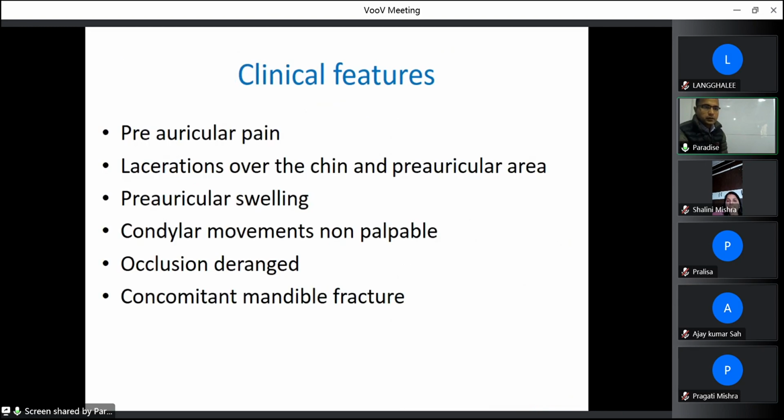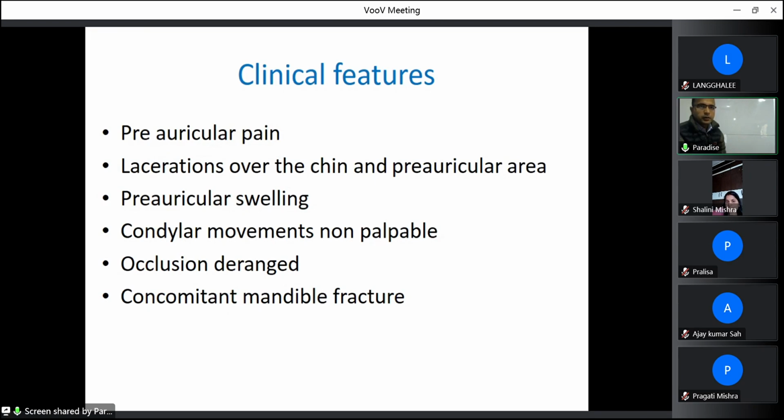The clinical features of condylar fractures. There will be preauricular pain, okay, and laceration over the chin and preauricular area, because most condylar fractures are due to trauma over the anterior region of the mandible. So there may be laceration or abrasion in the anterior region of the mandible. Preauricular swelling may be present due to hematoma or ecchymosis.